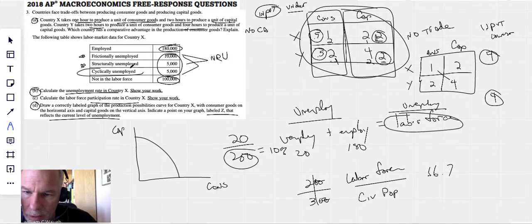Anytime you have cyclical, you have a recession. Cyclical unemployment implies a recession. So we're just going to choose a spot in here, and we're going to label that Z, because that shows that we have some cyclical unemployment. If we only had frictional and structural, we'd be on the curve, right? That would be full employment right there. So since we have some cyclical, we know we've got to have some Z.